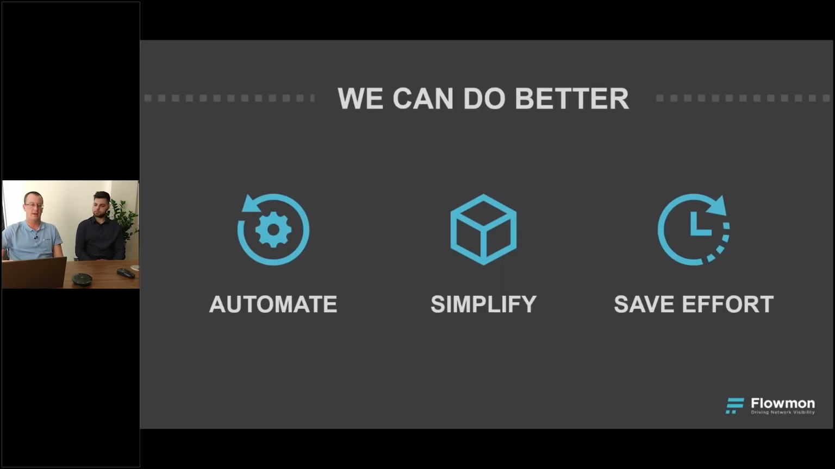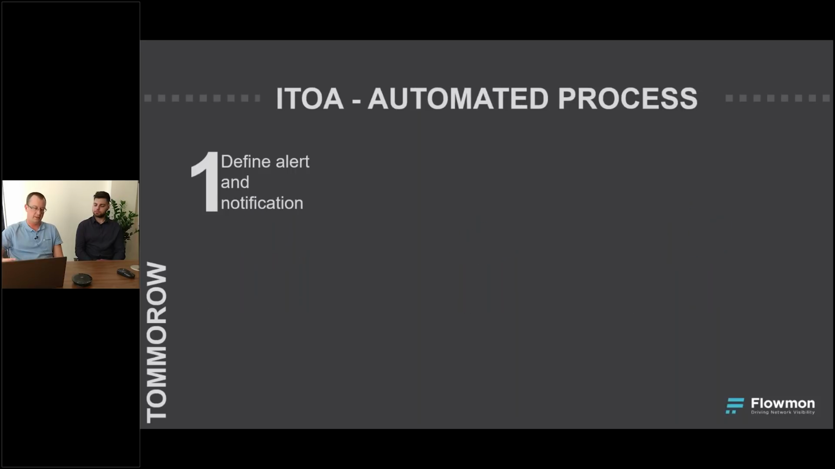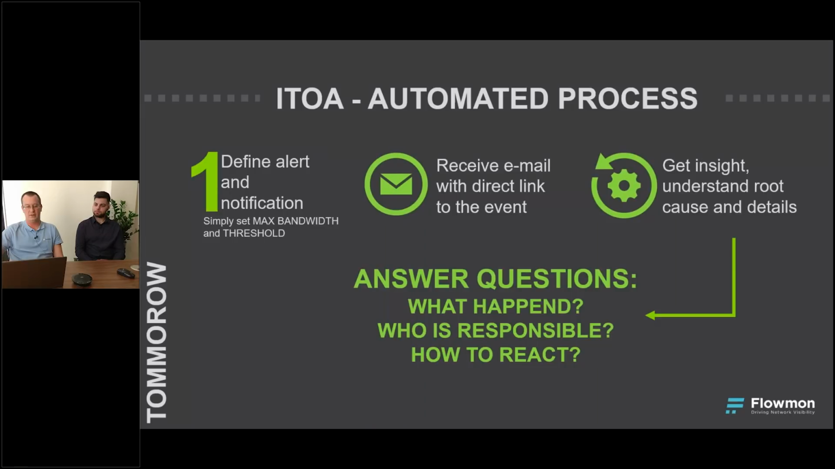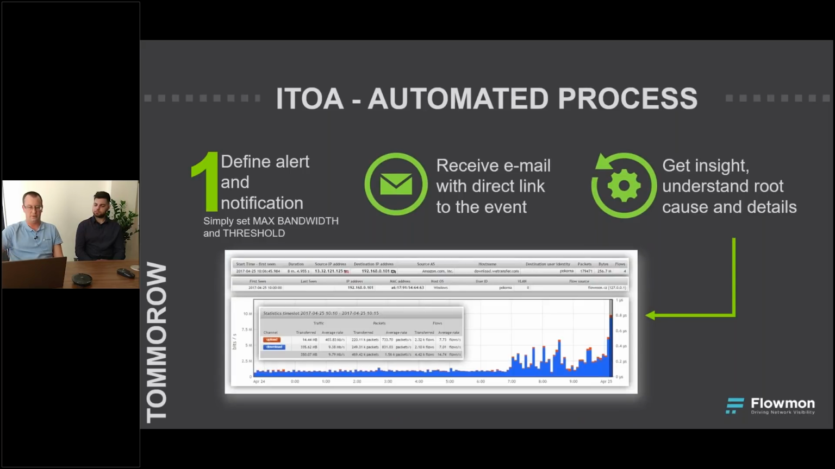This manual process can be automated, can be really simplified. So what we want to do is first simplify the alert definition. So simply saying this is my bandwidth, this is my threshold, and then to get not only notification that something happened, but also get full insight what happened, who is responsible, so you can actually see the root cause of the issue and you know how to respond.